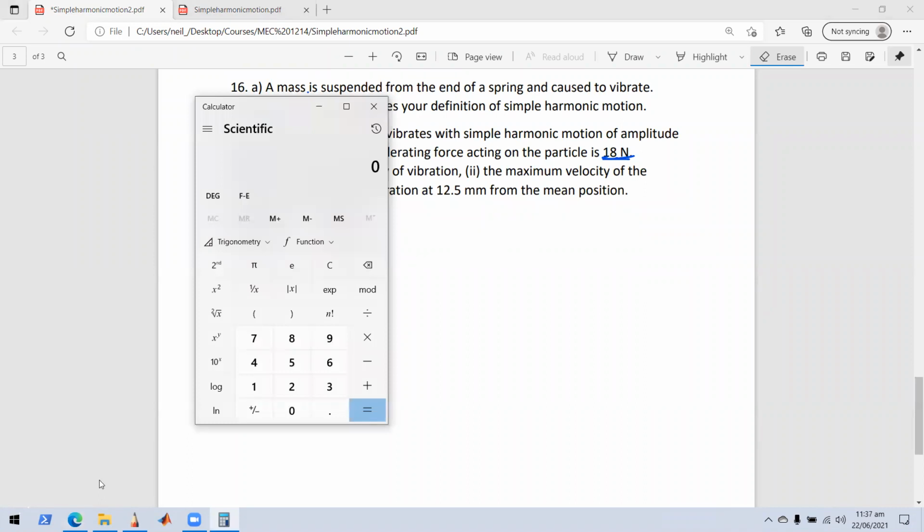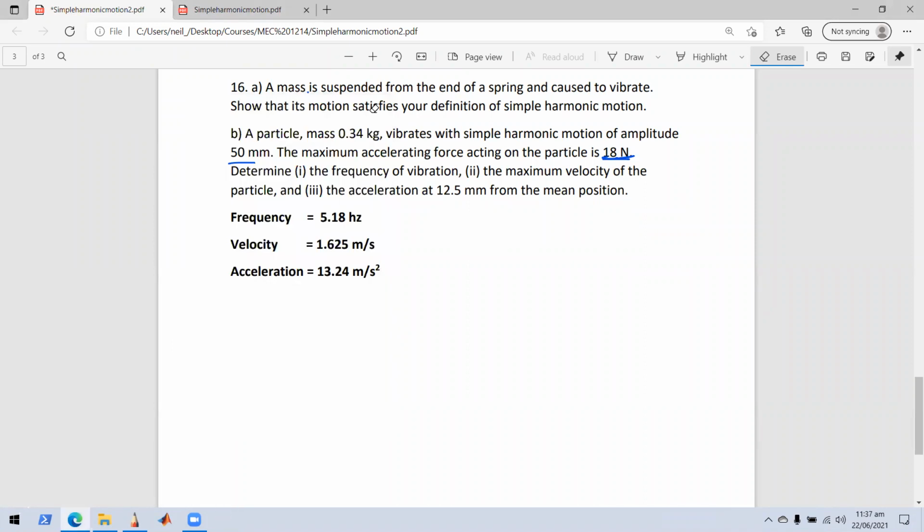We have to find omega as well. I found omega already. Omega is 32.54. Okay, so with omega equal to 32.54, then acceleration is equal to minus omega squared times the distance, which is 0.0125. Let me just use my phone.